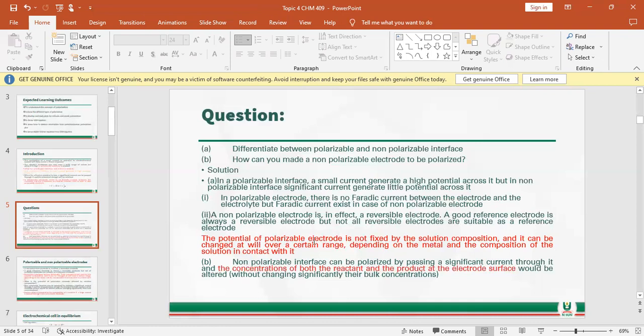The potential of a polarizable electrode is not fixed by the solution composition, and it can be changed at will over a certain range, depending on the metal and the composition of the solution in contact with it. A non-polarizable interface can be polarized by passing a significant current through it, and the concentration of both the reactant and the product at the electrode surface will be altered without changing significantly their bulk concentration.